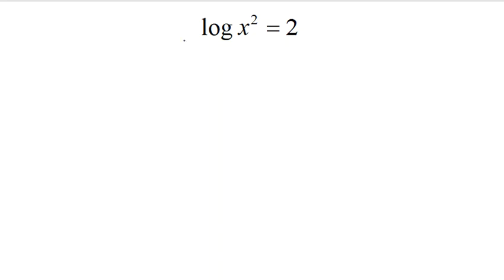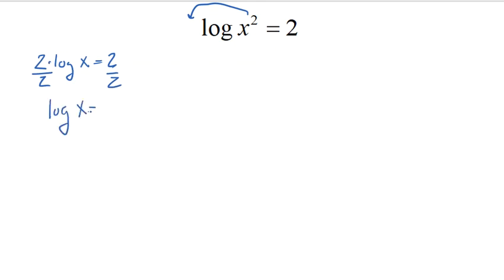So let's do a property first. I'm going to show you both ways. So I could drop down the 2. That's the power property. So I have 2 log x equals 2. Then I could divide both sides by that 2 because now that 2 is just a coefficient. I could divide it over. And I have log of x equals 1.